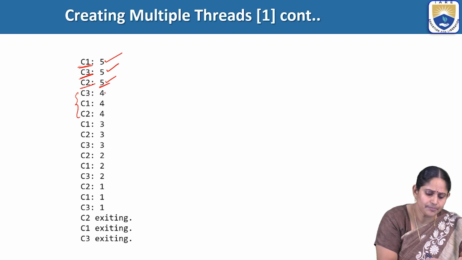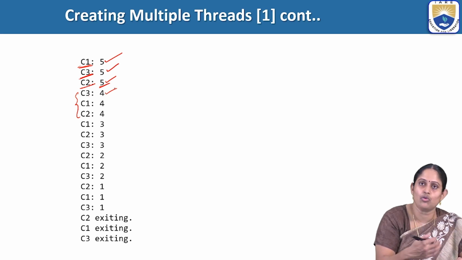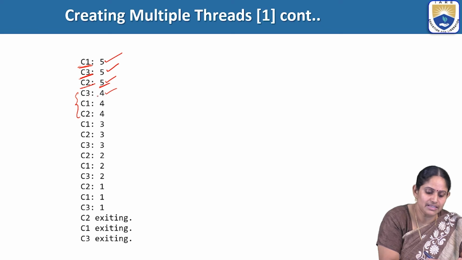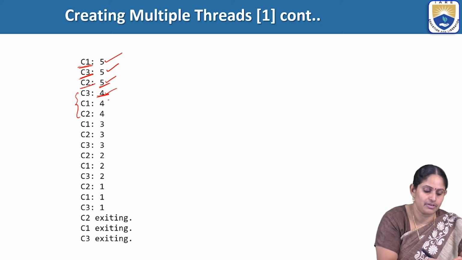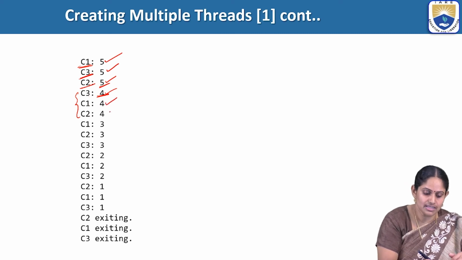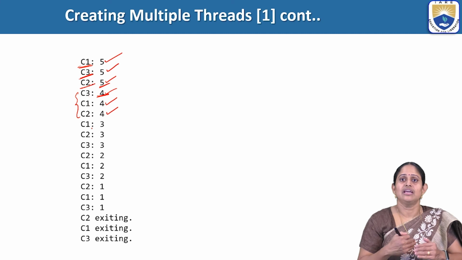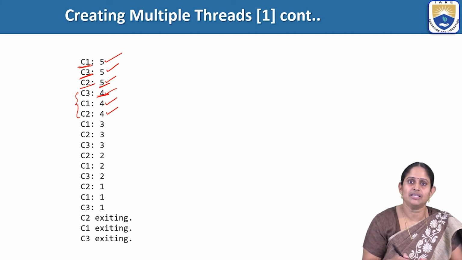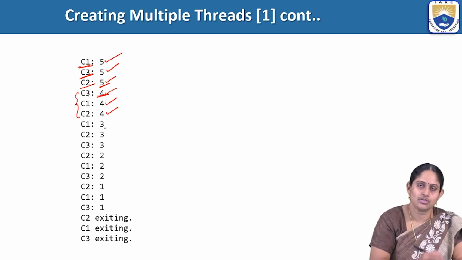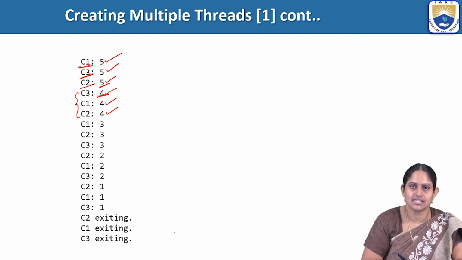Then after that, when C2 went to sleep, C3 woke up and it displayed the value 4. But by that time, C1 might have woken up, so C1 was given the CPU. Then since by that time C2 woke up, C2 was given the CPU. Likewise, the order of execution keeps changing. So we cannot determine the order of execution of these threads. They will always execute in an interleaved manner.